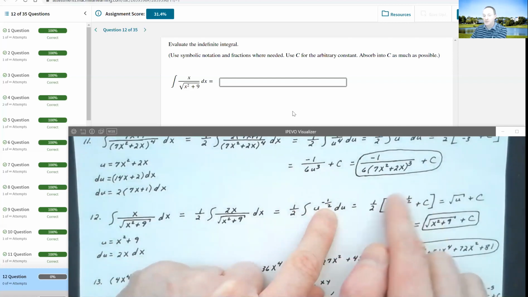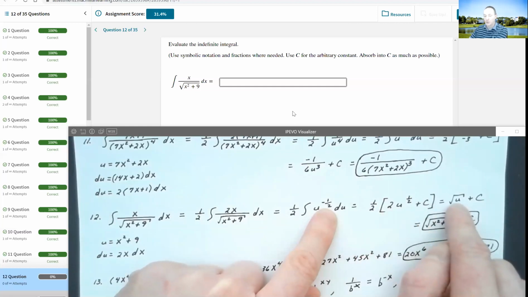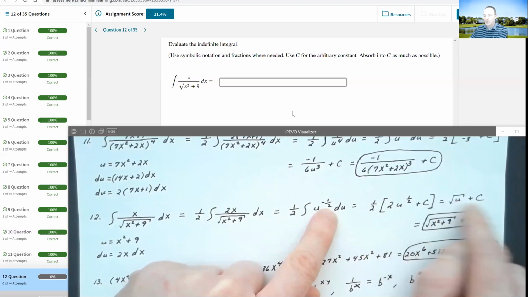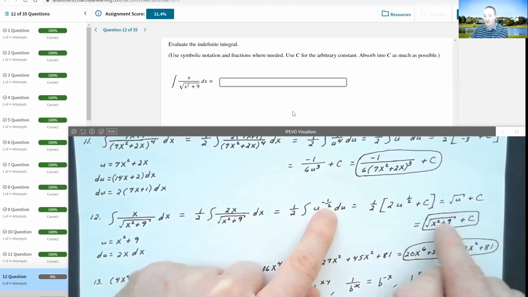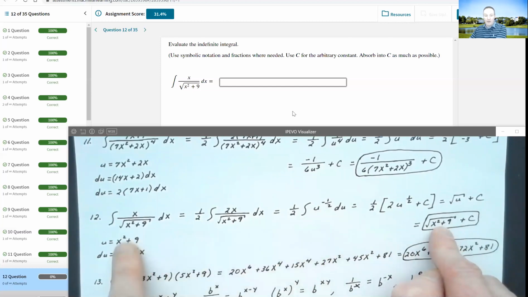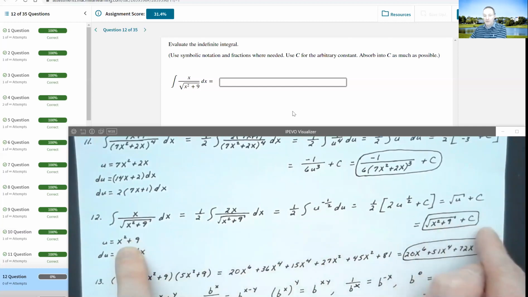I have to see that those coefficients just cancel out, and I'll get u to the 1/2 power, which is just the square root of u. The square root of u plus c is the best answer. In radical format, it should be the square root of x squared plus 9 plus c.